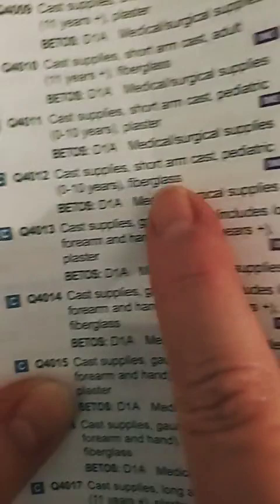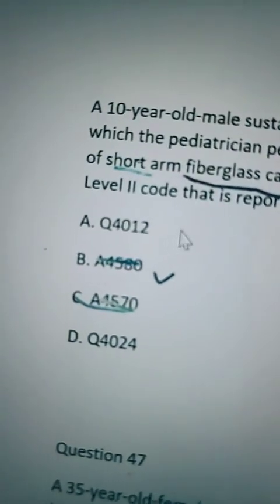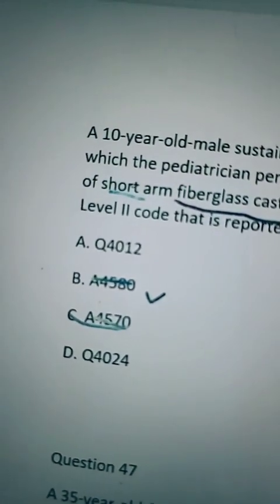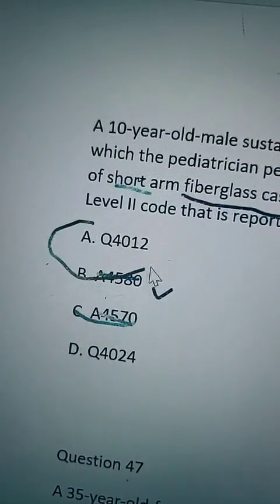Q4012. Over here. Q4012 short arm cast fiberglass. And it goes by age. Are we there? Yep. So everything's matching. We'll pick A and go with that one.